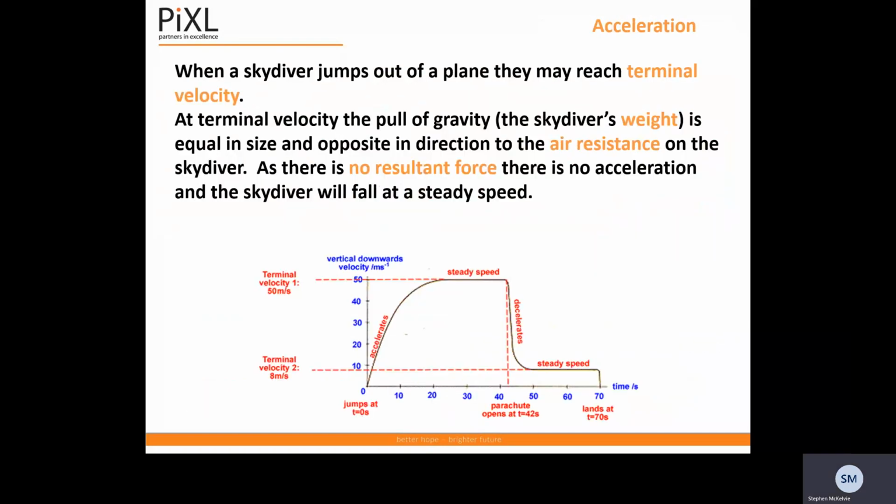When a skydiver jumps out of a plane, they may reach terminal velocity. At terminal velocity, the pull of gravity on the skydiver, pulling you down, say it's 500 newtons, it's a small skydiver, but there you go, is equal in size and opposite in direction to the air resistance on the skydiver. As there is no resultant force, there is no acceleration, and the skydiver will fall at a steady speed.